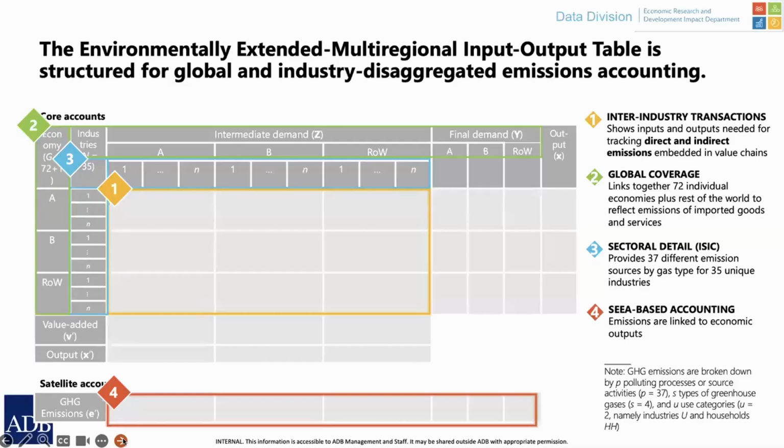The EEMRIO does this for 72 individual economies plus rest of the world, so as to reflect emissions of imported goods and services for a more global coverage. It also provides sectoral level details for 35 unique sectors and 37 different emission sources. Currently, the EEMRIO covers 93% of global GDP, 87% of global trade, 85% of greenhouse gas emissions, and 75% of the global population. This extensive reach enables comprehensive tracking of both economic activity and emissions, critical for addressing global climate challenges.